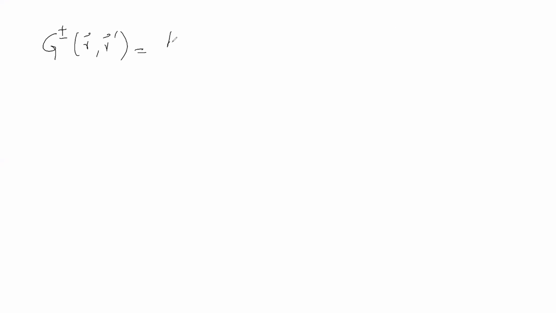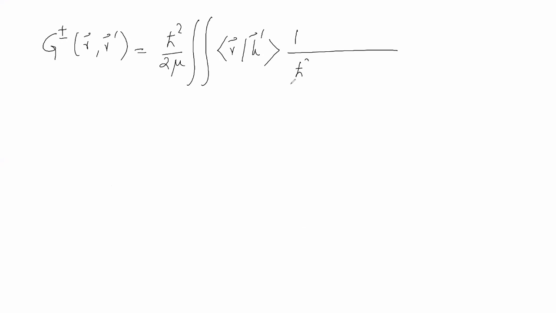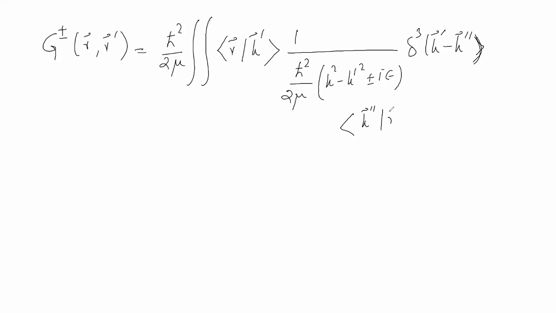Therefore, I am writing this as G plus minus r r prime. This is equal to h cross square by twice mu, double integral r K prime, 1 over h cross square by twice mu K square minus K prime square plus minus i epsilon delta cube K prime minus K double prime. Then we had K prime r prime dk prime dk double prime.